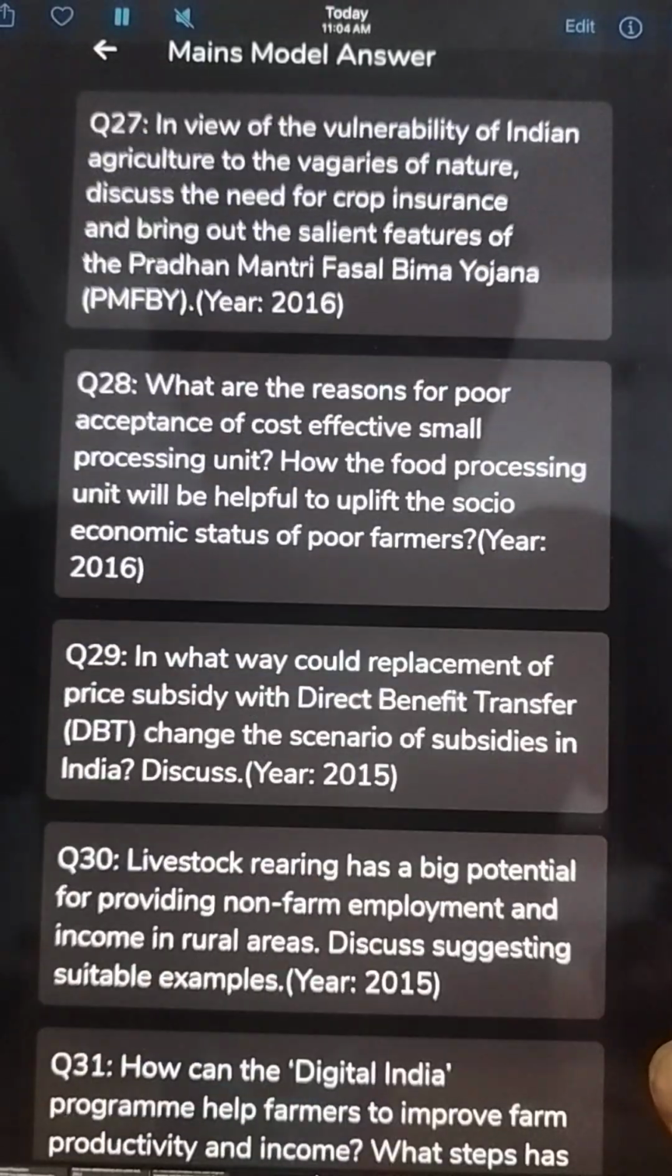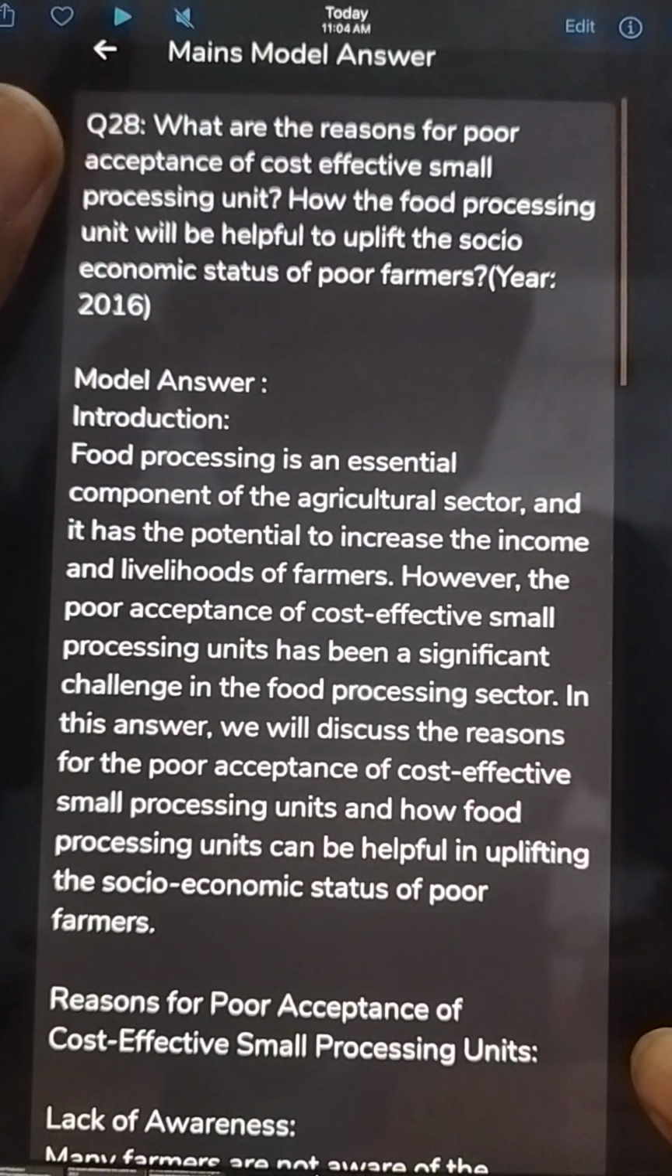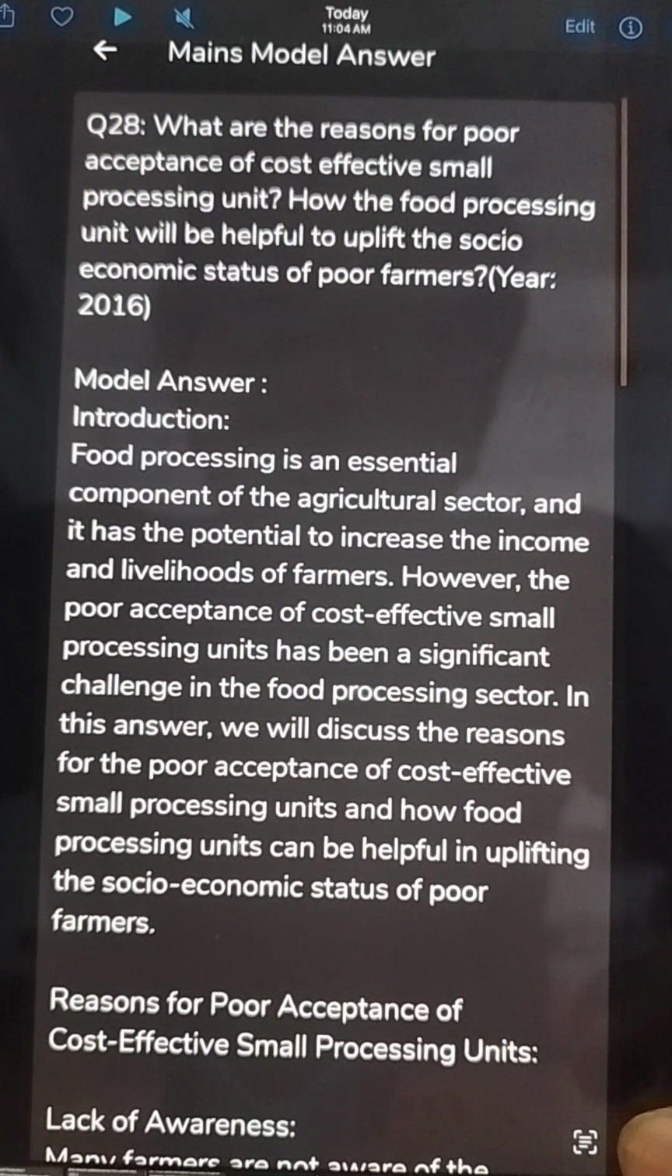Then comes the question: what are the reasons for poor acceptance of cost-effective small processing units? How will the food processing unit be helpful to uplift the socio-economic status of the poor farmers?